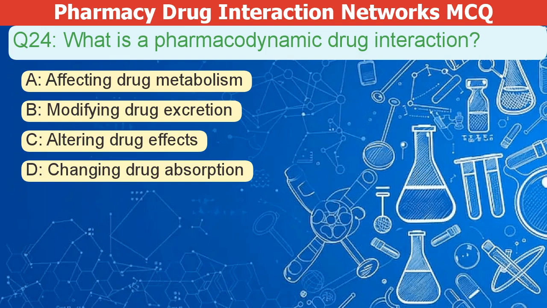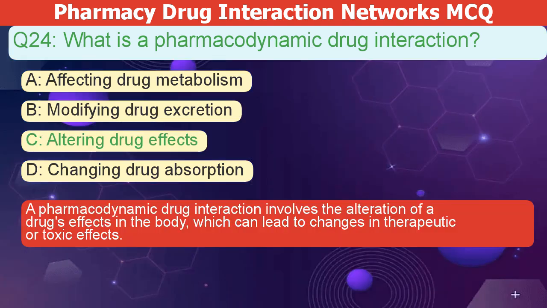What is a pharmacodynamic drug interaction? A. Affecting drug metabolism. B. Modifying drug excretion. C. Altering drug effects. D. Changing drug absorption. The correct answer is C. A pharmacodynamic drug interaction involves altering a drug's effects in the body. This can lead to changes in therapeutic or toxic effects.